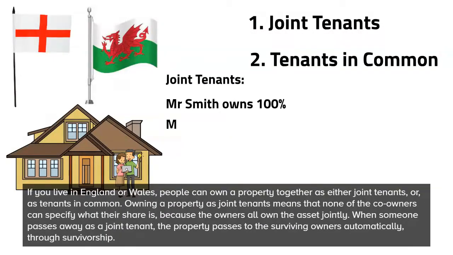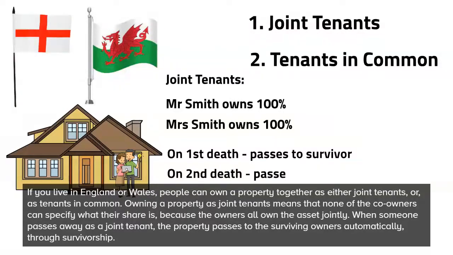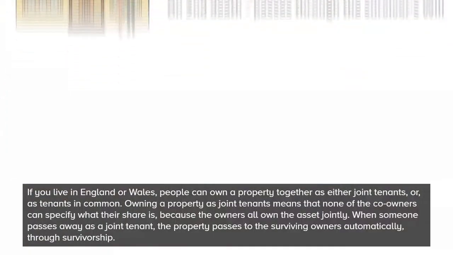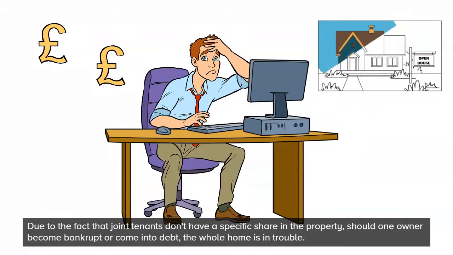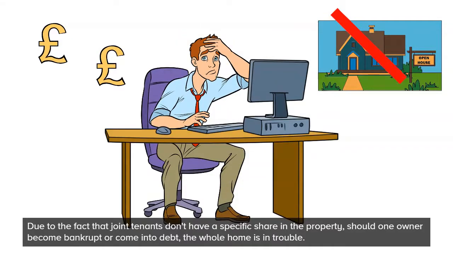When someone passes away as a joint tenant, the property passes to the surviving owners automatically, through survivorship. Due to the fact that joint tenants don't have a specific share in the property, should one owner become bankrupt or come into debt, the whole home is in trouble.